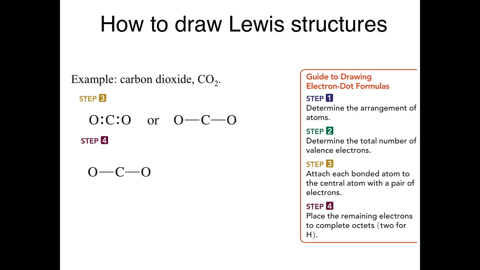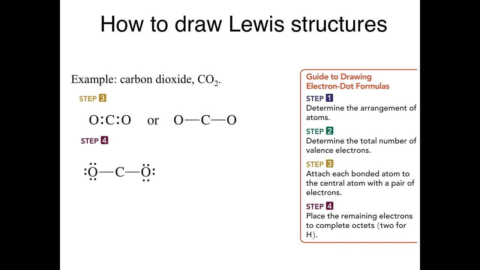Remember from step 2 how many electrons we have. We have 16 electrons, and we have already used 4 electrons. Right? 2, 4. So this is our 6, 8, 10, 12, 14, 16. Voila! We have used all of our valence electrons.